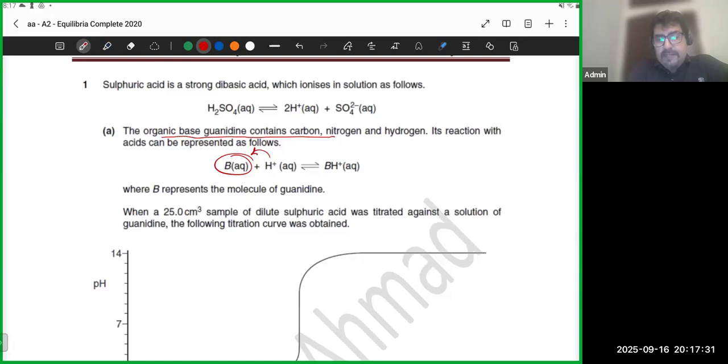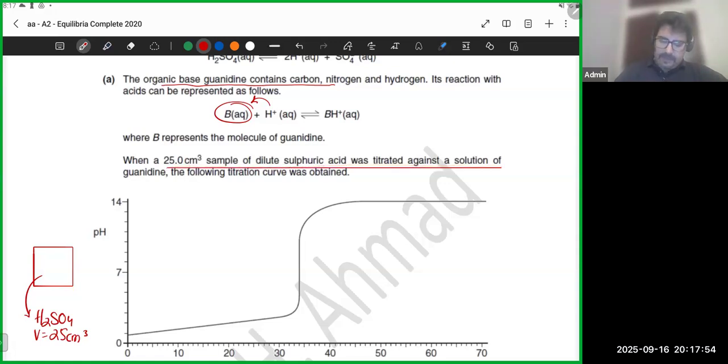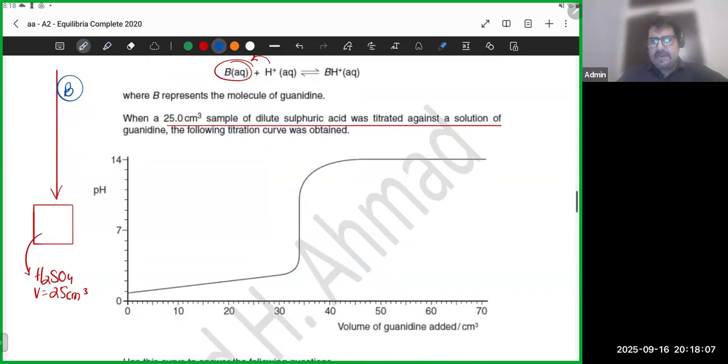When 25 cm3 sulfuric acid was titrated against a solution of guanidine, so remember in the container below, you have sulfuric acid, and you have the volume, which is 25 cm3. So you're pouring guanidine from the top, and guanidine is your base, which is B. And they've given us the titration curve for that.